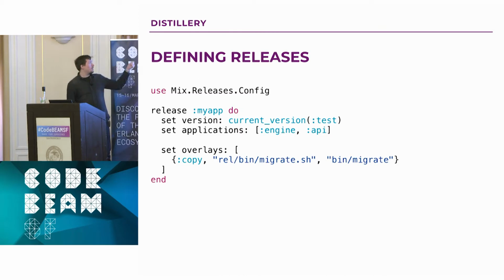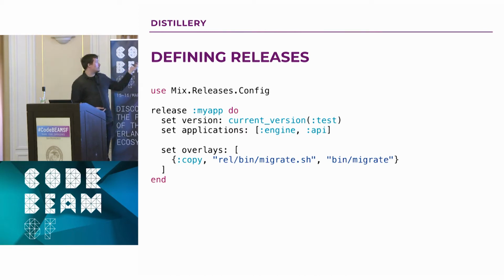If you don't have that set applications line, by default what Distillery will do is look at the release name and match that to an application. So most of the time, if you have a standalone Mix project called myapp, and you have a release definition called myapp, we know that that's the release for that application.